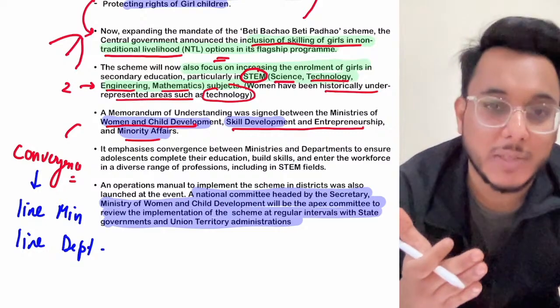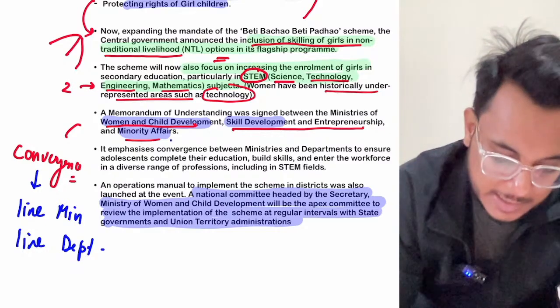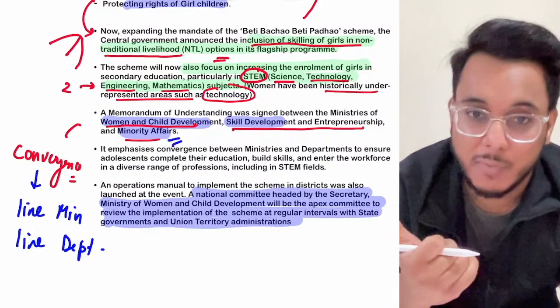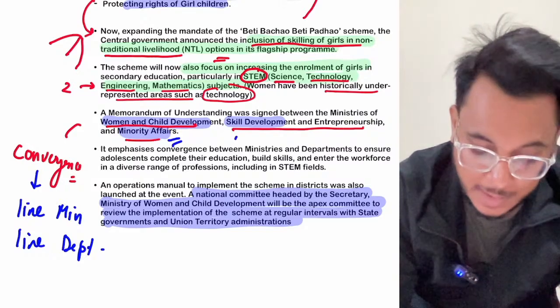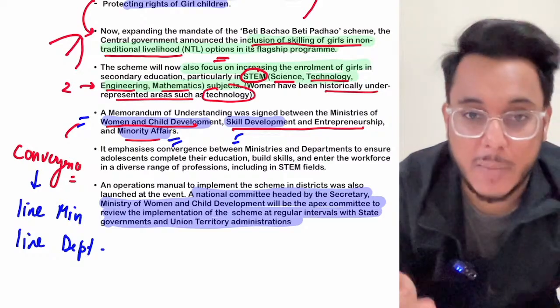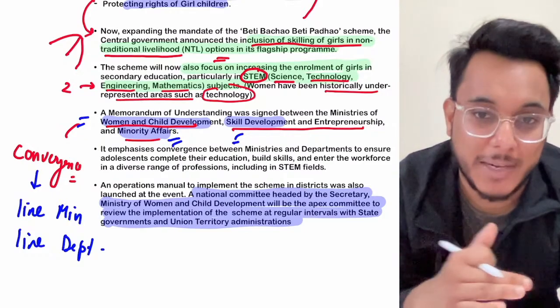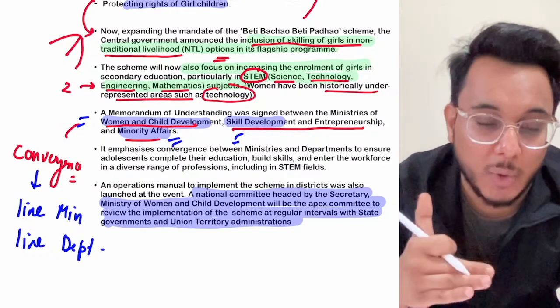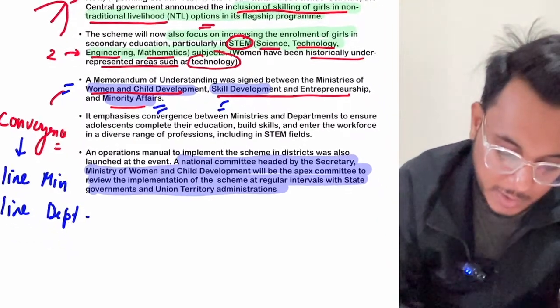Now, when we talk about the girls, okay, the girls matter are taken by the Ministry of Minority Affairs also. Okay, girls skilling is also taken by the Ministry of Skill Development, and particularly the girls well-being is also taken by the Women and Child Development. So these are the three line ministries that have come together and will implement all this particular thing.